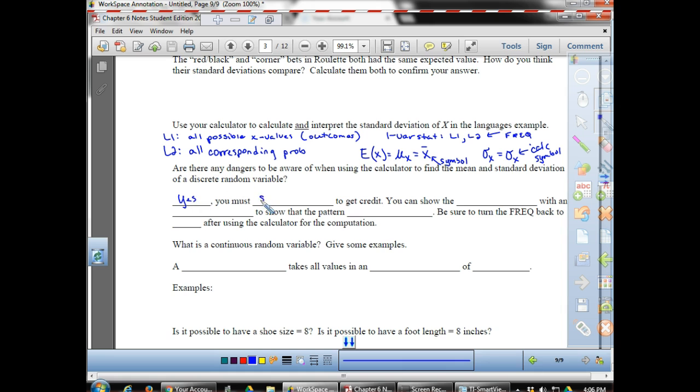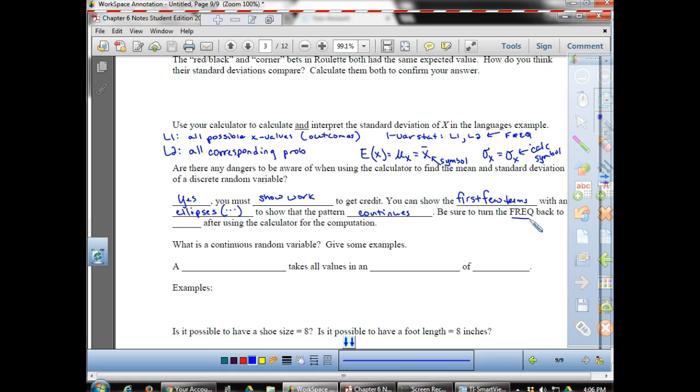You must show your work to get credit, and you can show just the first few terms. You can show the first few terms, and I'll demonstrate in a minute what that looks like. And then use something called an ellipsis. It's just the dot, dot, dot to imply you're following that same pattern and that same pattern continues.